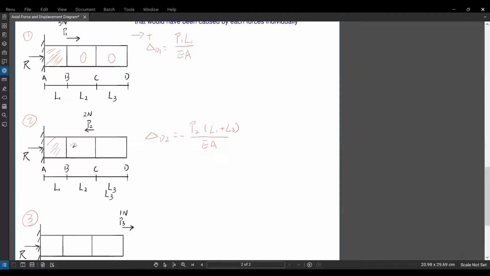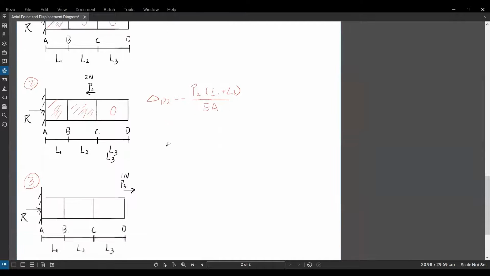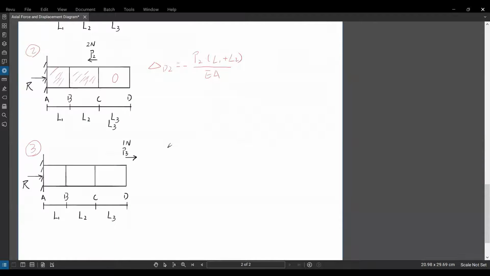In this case, we only have stress and strain in between point A and point C. The stress in segment CD is 0, so we don't need to consider L3. In the last case, P3 is going to cause stress and strain in all 3 segments. Delta D3 is P3 times (L1 plus L2 plus L3) divided by EA.